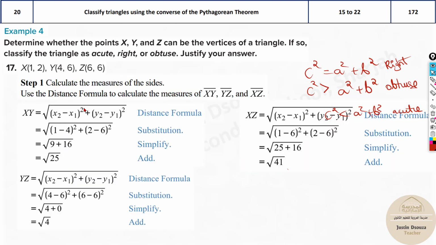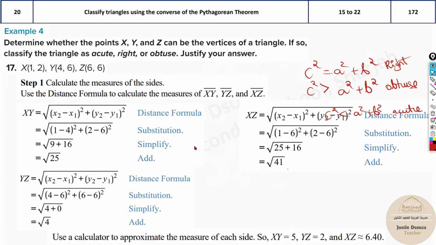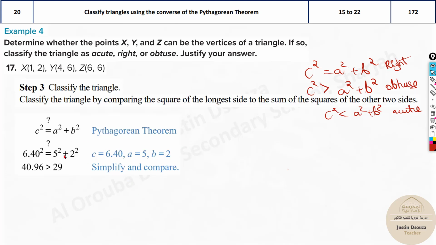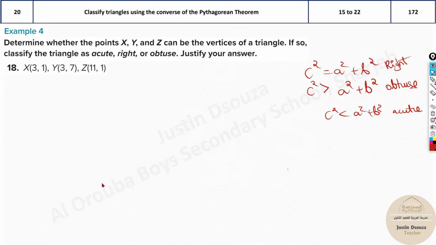Over here, the same thing. First thing is find the distance of all the three sides, and then you need to check whether it's possible to draw the triangle or not. And then if it's possible, you need to do the Pythagoras theorem. This is the converse of Pythagoras theorem. Using the Pythagoras theorem, you're telling whether it's a right angle, obtuse or acute. Now here the c square, the hypotenuse, is greater, so this means it's an obtuse angle. It's more than 90 degrees.